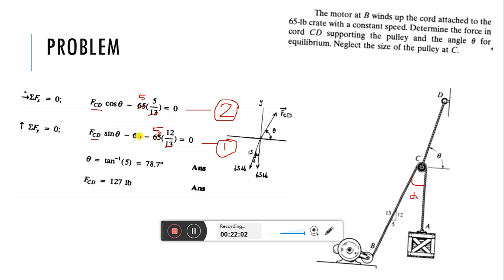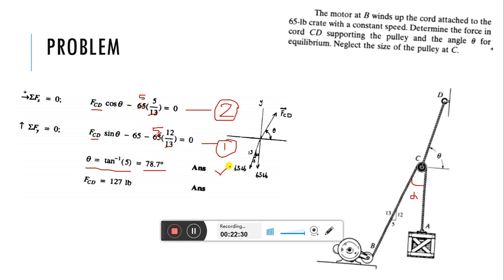So this will have 65 plus 60 in the other side. So that means 125, and this will give 5 into 5, 25. So 125 divided by 25 means 5. Okay, so tan theta will be equal to 5, or theta will be equal to tan inverse 5. Okay, you can find out the angle with the help of a calculator, 78.7 degrees. So that is one answer, the value of theta.